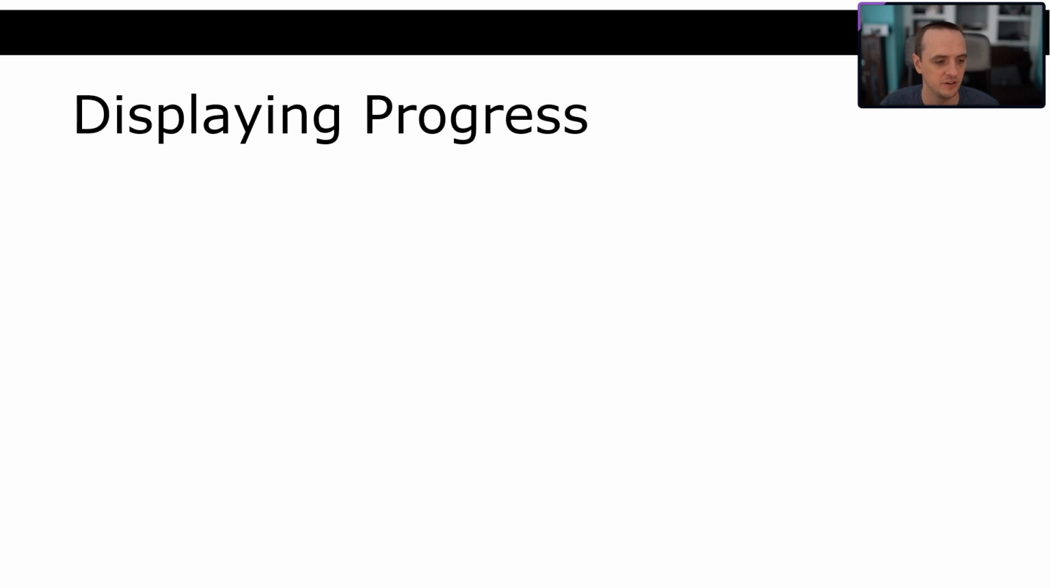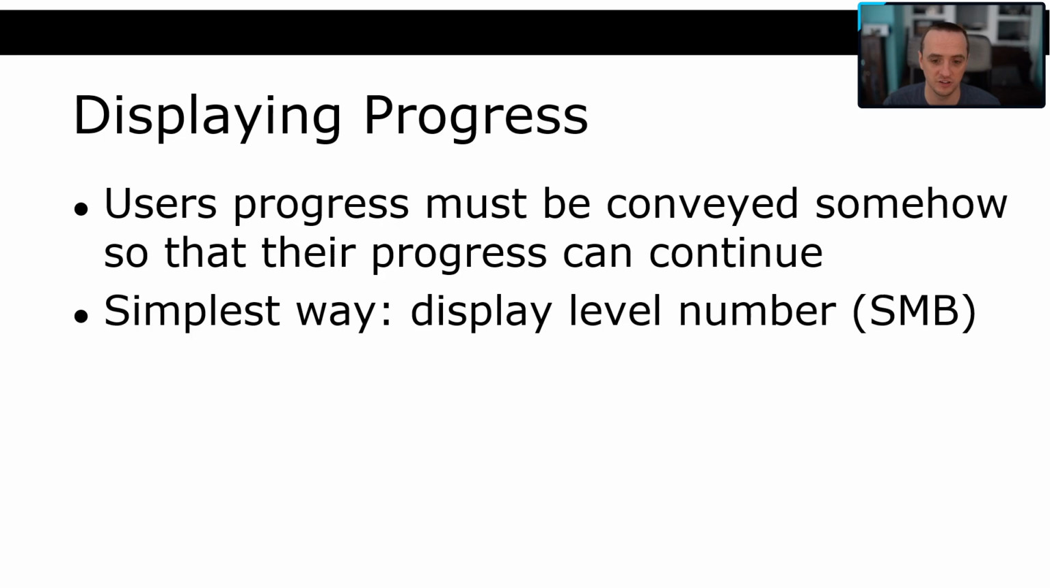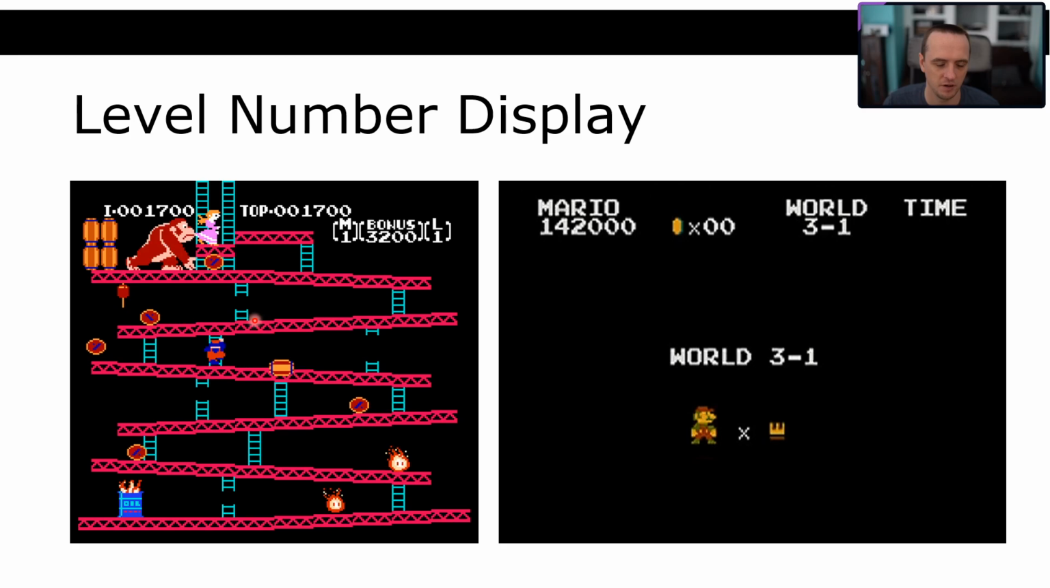Displaying progress. Users' progress must be conveyed somehow so that their progress can continue. Right? For example, the simplest possible way is just to display the level number. For example here, over on the left, we have Donkey Kong. In Donkey Kong, you get your level number over here. You get the number of lives you have left. You have a score.